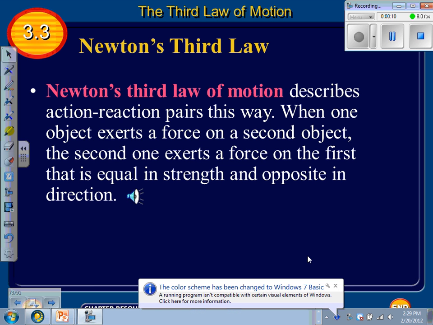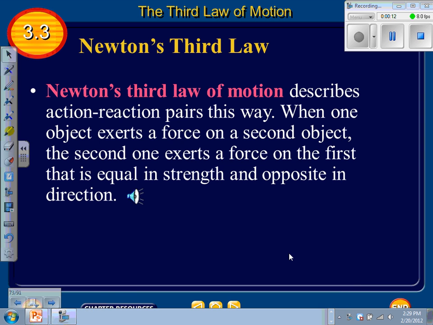Newton's third law of motion describes action-reaction pairs this way. When one object exerts a force on a second object, the second one exerts a force on the first that is equal in strength and opposite in direction. It's the whole idea behind the Newton's cradle on my desk that you all have been playing with all year. With Newton's cradle, you grab one ball and let it go, and one ball comes off the other side. Equal and opposite reactions.